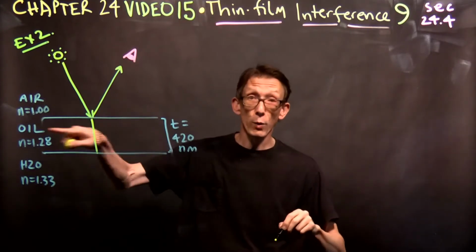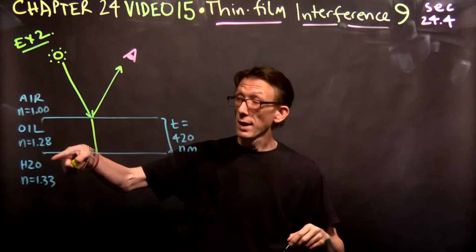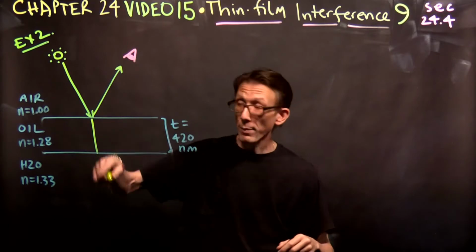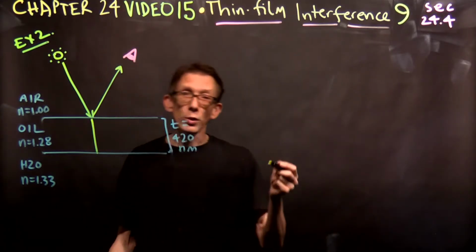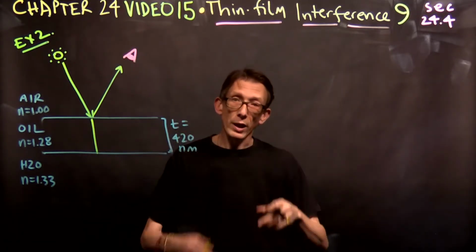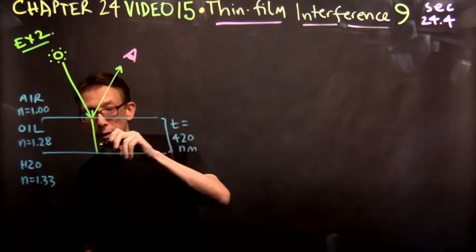That's why the oil floats. It's less dense, has a lower index, so it floats on top of the water. You've seen this too when you have oil and water in the kitchen or something. You can see it layer out like that.